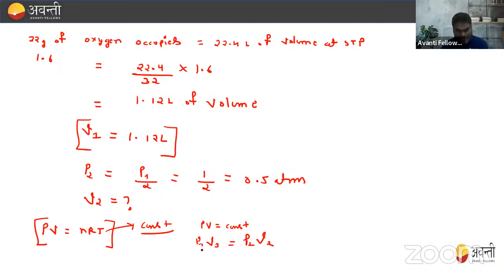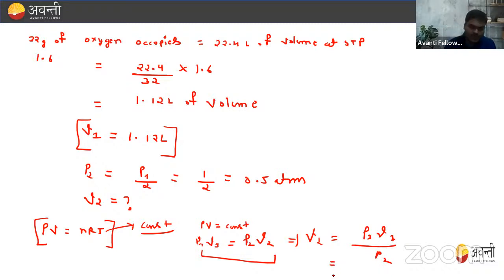Now from this equation, can you calculate V2? Obviously we can calculate, because V2 is nothing but P1 V1 divided by P2, right? So what is P1? P1 is already given, that is P1 is equal to 1. What is V1? That is given, that is 1.12. And what is P2? That is 0.5.